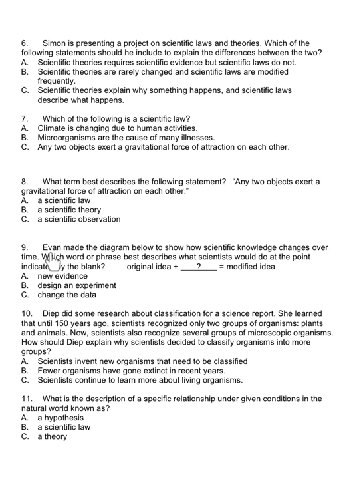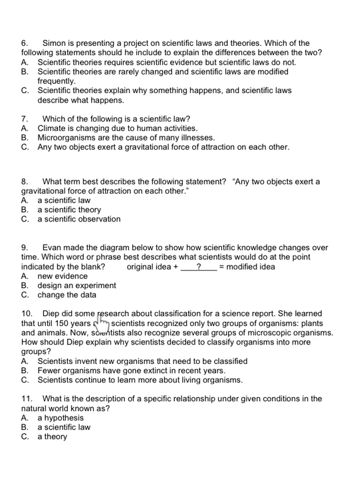Number 9. Evan made the diagram below to show how scientific knowledge changes over time. Which word or phrase best describes what scientists would do at the point indicated by the blank? Original idea plus what equals modified idea? A. New evidence. B. Design an experiment. C. Change the data.